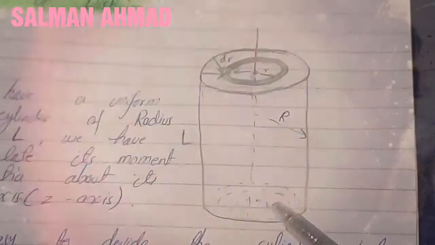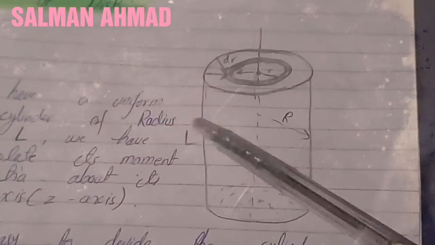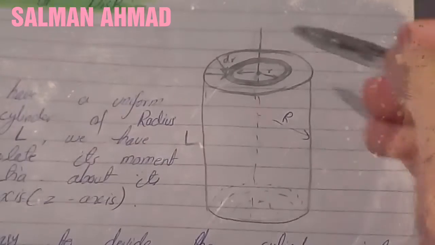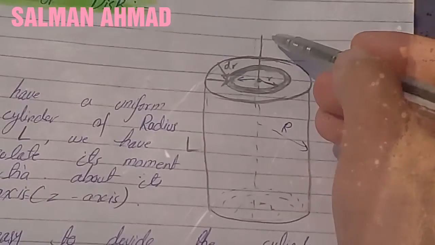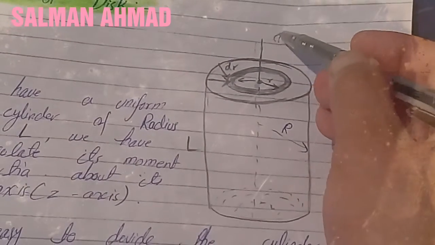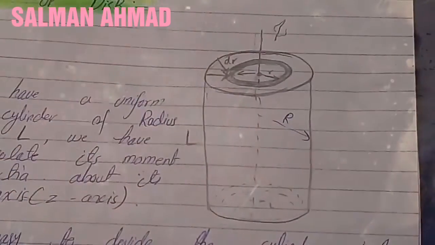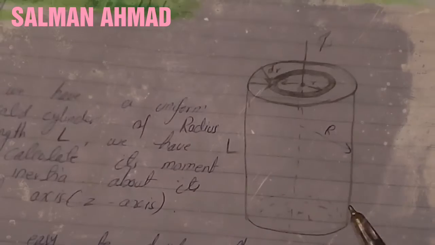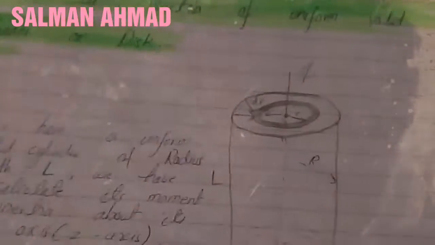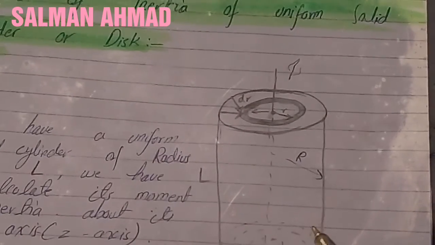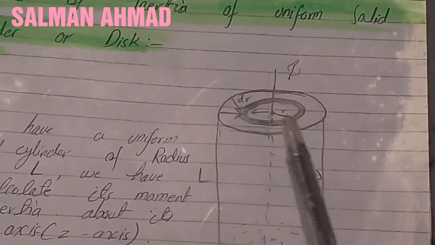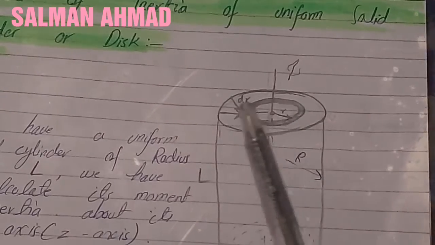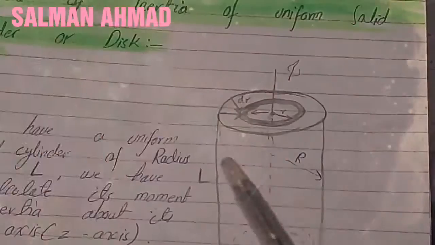z. This is the central axis, the central axis z, about which it rotates. So we have to find its moment of inertia. To find its moment of inertia, first we have to divide it into many subshells, many cylindrical shells.